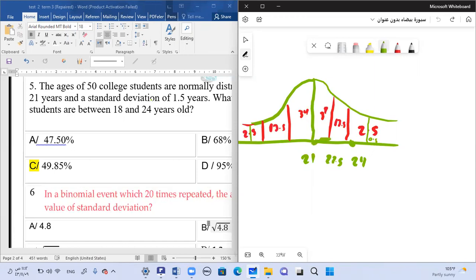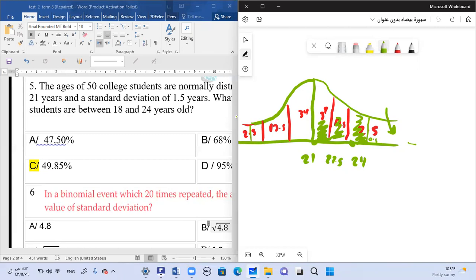If we change this part, it represents 21. This part represents 22. This part represents 24. So still in here this point. Only this area remains. Another part, what is the point? It will be from 18 to 24.